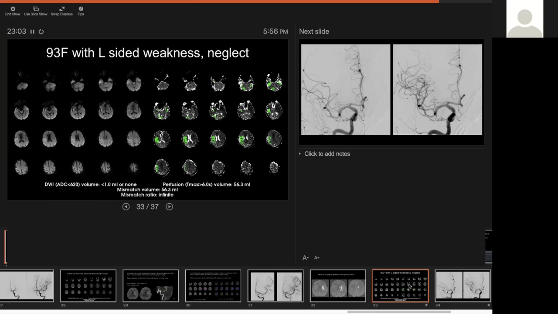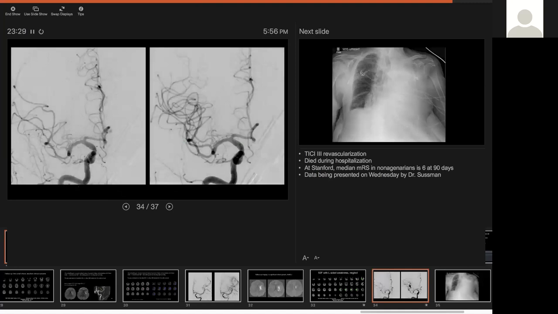and she's got pretty good collateral, because you can see there's just a teeny amount of positivity in the insula. It's not enough to trigger our threshold of the ADC less than 620, so we don't see any pink there. We can see part of the way she's got good collaterals is that with an M1 occlusion, she doesn't have a huge green perfusion lesion. So since she was supposedly pretty functional at baseline, we took her to the cath lab and went ahead and did the thrombectomy procedure, which went quite well.